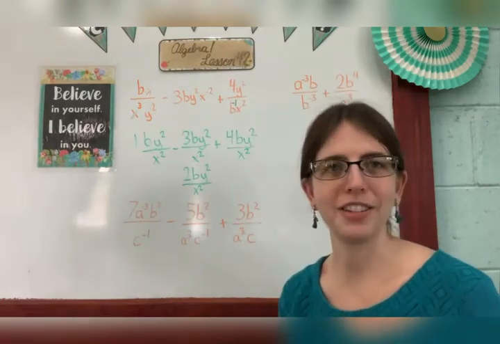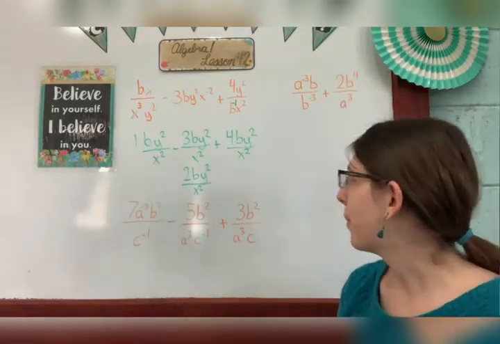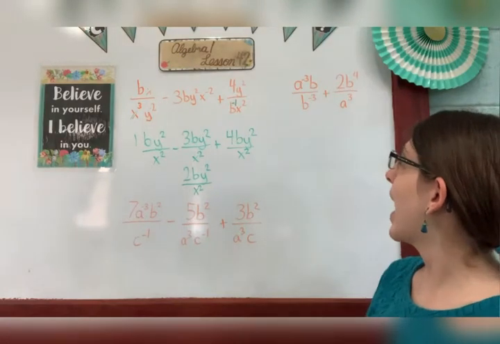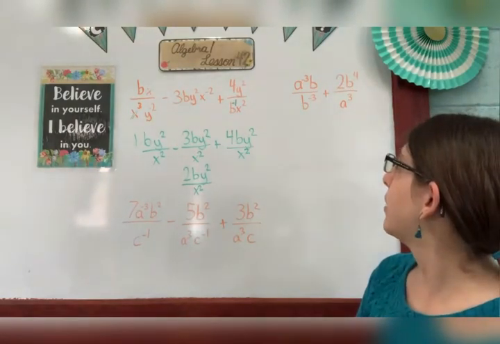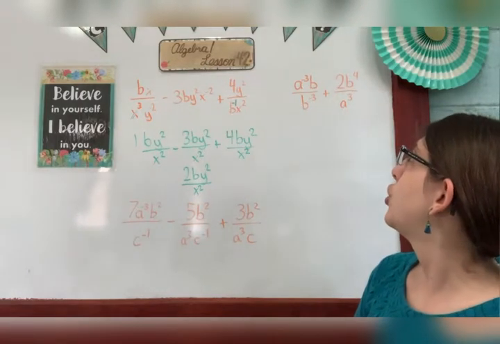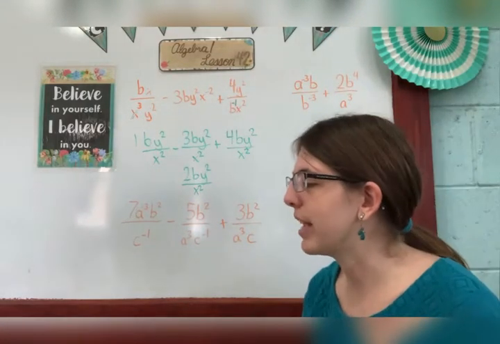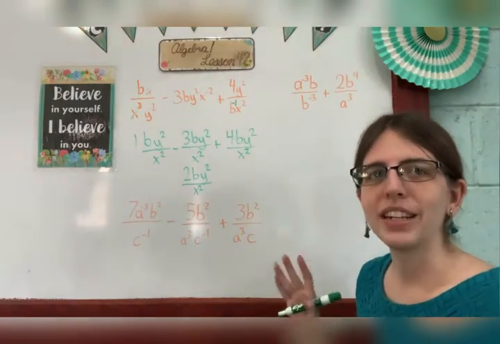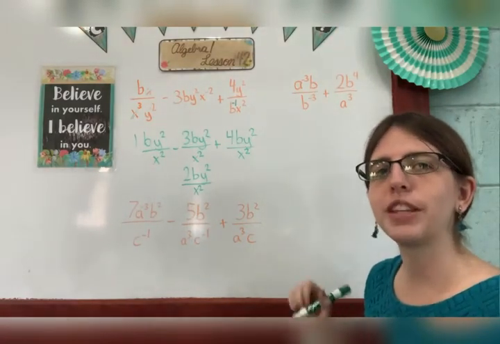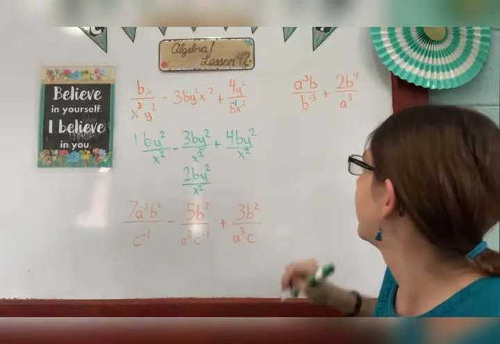And that's your final answer. All right, let's try another example. Up here I have -3b over b, -3 plus 2b^4 over a^3. Let's simplify to see if this is a like term. We're going to simplify and change all of our terms so that they have positive exponents.